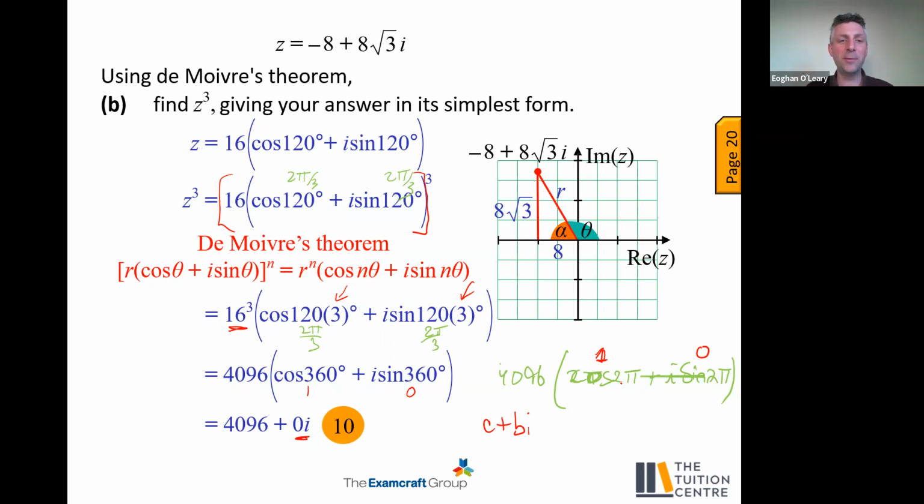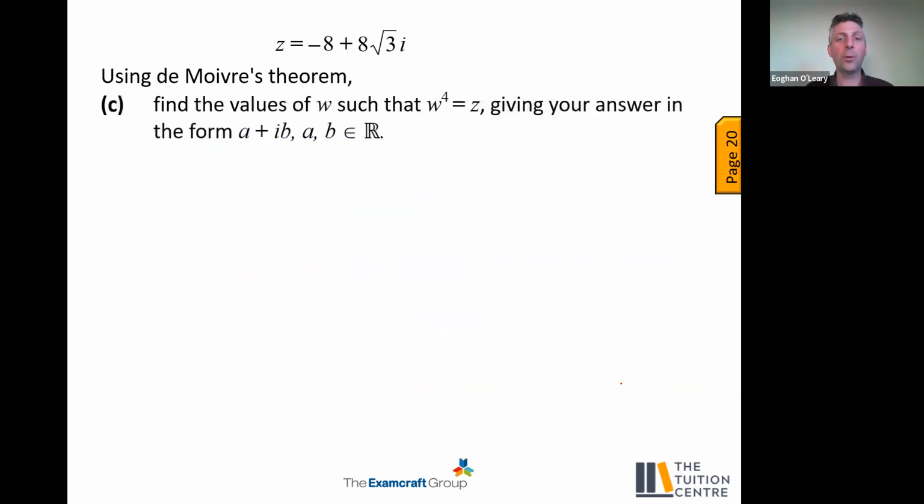Sometimes students will get confused between that and the solving, but in this case, we're asked to find the values, plural, of w, such that w to the power of 4 is equal to z, and it asks you to give the answer in the form a plus ib. Well, in this case, we hopefully can identify that we're going to solve, because we're starting off with w to the power of 4, but we want to find the values of w.